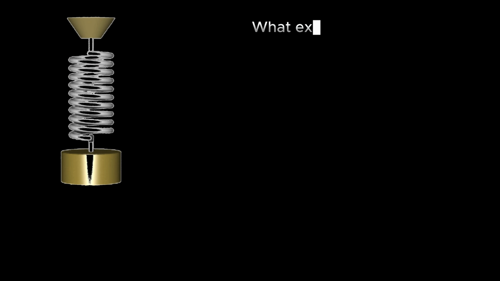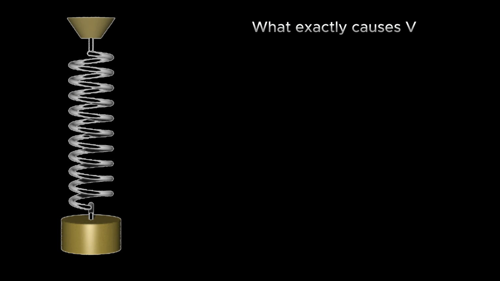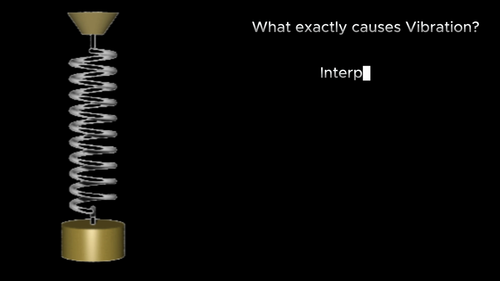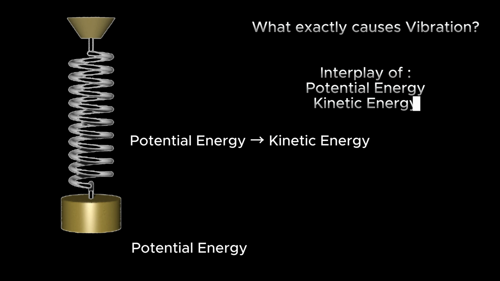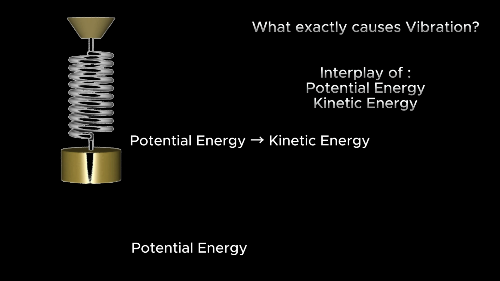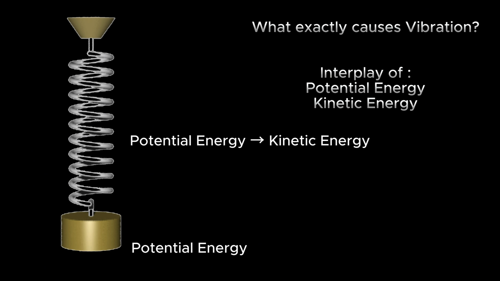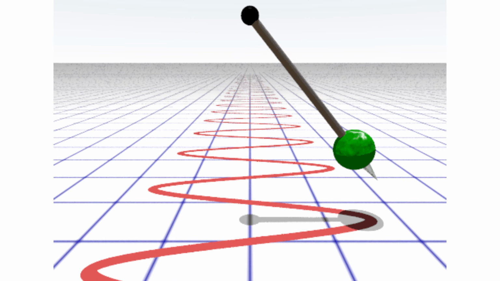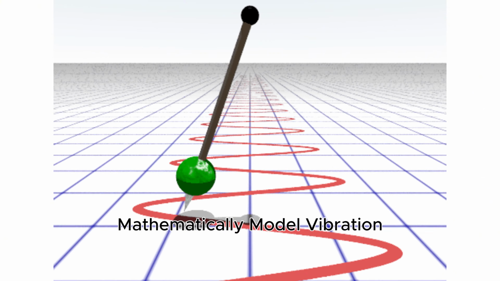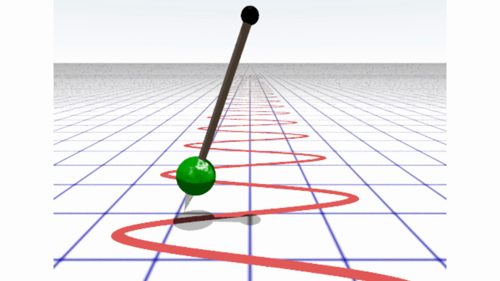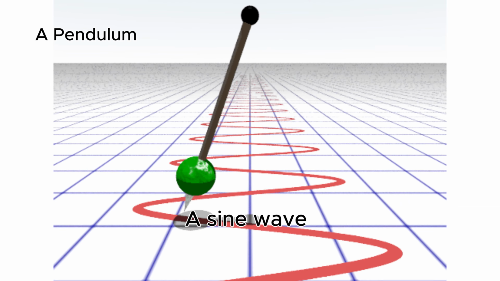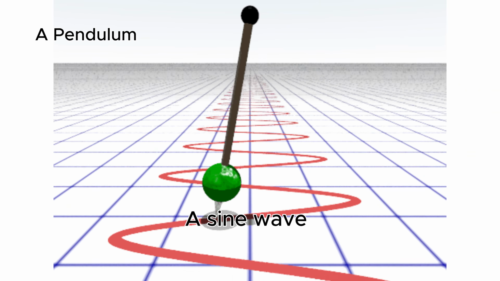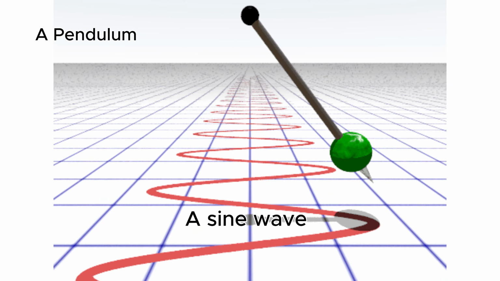But what exactly causes vibration? It's the interplay of potential energy stored in springs or structures, and kinetic energy, the energy of motion. This energy exchange creates the motion we call vibration. In this series, we'll explore how to mathematically model and predict vibration. For instance, if we analyze a pendulum, we notice its motion over time closely matches a sine wave, a fundamental tool we'll use throughout this course.